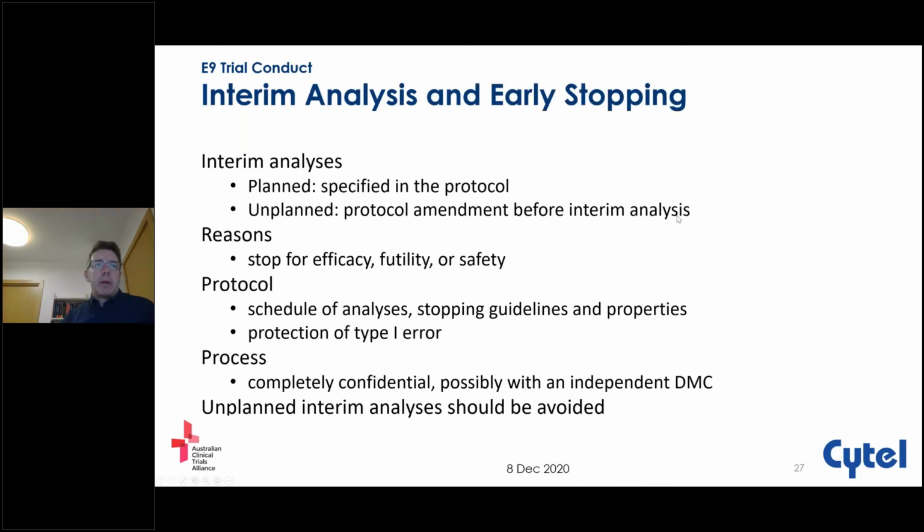Interim analyses and early stopping. It defined for the first time that there are planned and unplanned versions, and that there are many different reasons for wanting to do this. Most of the interim analyses should be planned, and it even gave guidance that if you have an unplanned interim analysis, the best thing you can do is plan it, write a protocol amendment, update the protocol, and then do the analysis. It was quite specific in saying unplanned interim analyses should be avoided.